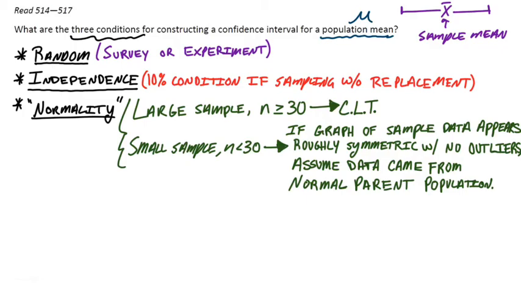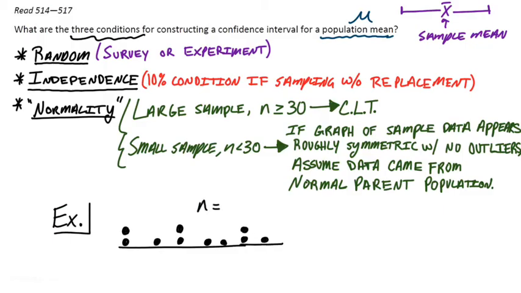So for a really rough example, and you don't have to draw this in your notes because you probably don't have room at this point, but let's say you have a sample size of 10, and this is what a graph of the sample data looks like, right? So there's nothing too offensive here, there's no outliers, and it's vaguely symmetric. So this we could say, okay, we'll go ahead and assume that this data came from a normal parent population. So at that point, we've met all three conditions, and we can use T procedures when we make our interval.